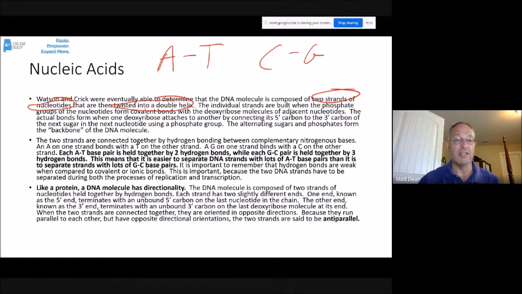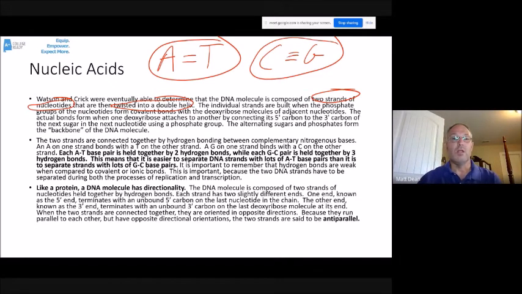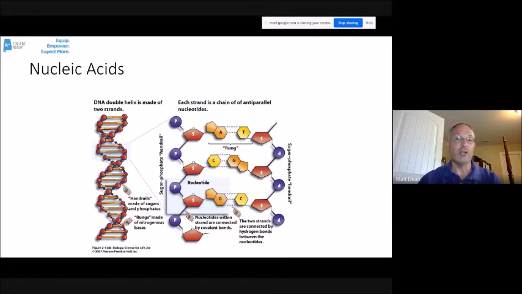It turns out A's and T's typically are held together by 2 hydrogen bonds. G's and C's are usually held together by 3. So it's a little harder to break apart a C and a G than it is an A and a T. They're a little more tightly held. What we call the backbone of the DNA molecule is made of alternating sugar and phosphate molecules.